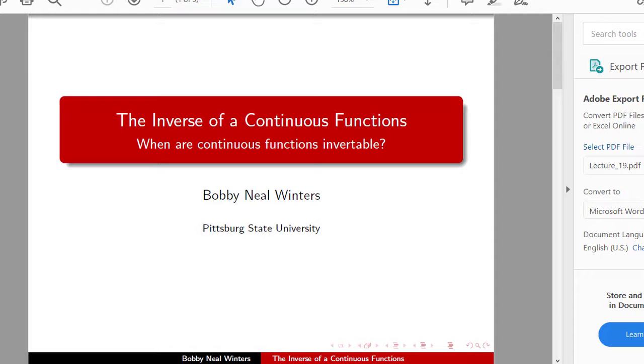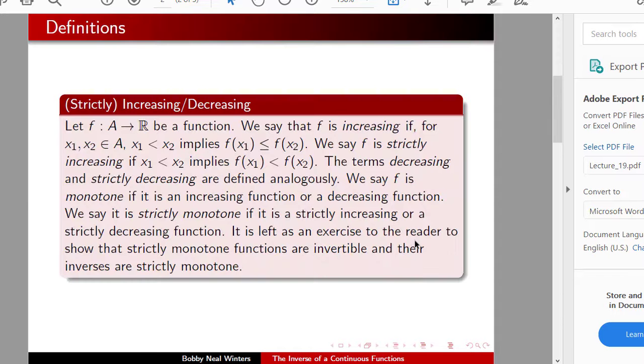Okay, in this lecture, we're going to talk about finding whether the inverse of a continuous function is continuous. And we're going to be taking care, and it's going to be a bit tedious, but it's short. Okay. We're going to start out with some definitions, and again, we're being very careful with language.